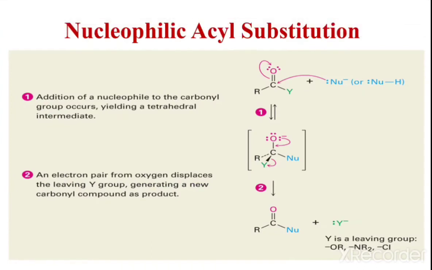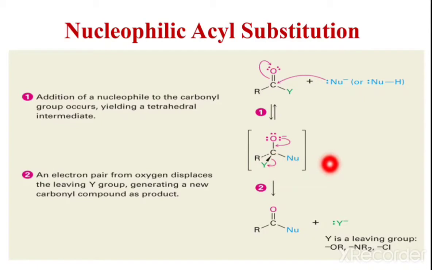Now the nucleophilic acyl substitution, if we see the actual mechanism of this reaction. Here the addition of nucleophile, that means this is Nu, to the carbonyl group occurs, yielding a tetrahedral geometry. We get the tetrahedral intermediate. That means in the first step when the nucleophile attacks this carbonyl carbon, it becomes O minus, and here we get a tetrahedral intermediate.